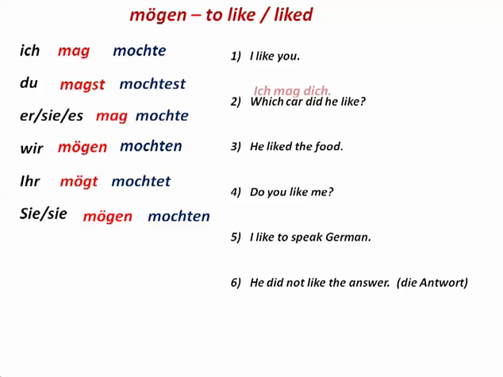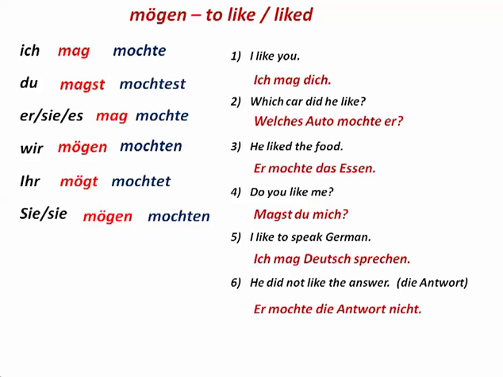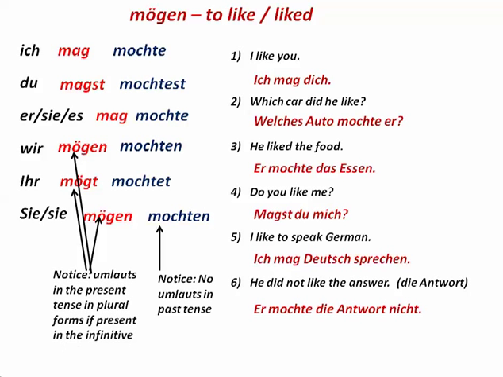So I like you is ich mag dich. Which car did he like? Welches Auto mochte er? If I want to say which car does he like, it would be welches Auto mag er? He liked the food. Er mochte das Essen. Magst du mich? I like to speak German. Ich mag Deutsch sprechen. Or this is probably less common than es gefällt mir, Deutsch zu sprechen, or similar ways to express that. He did not like the answer. Er mochte die Antwort nicht. So again, with our umlauts, not in the past tense, but in the present tense.